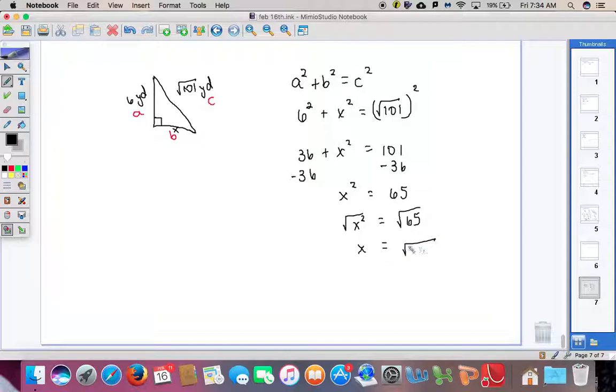Well, 65 can be broken down to 13 and 5. And since neither of these are the same, we don't have a matching pair of factors underneath the radical, nothing can be simplified. So we simply have x equals the square root of 65. And that would be my final answer.